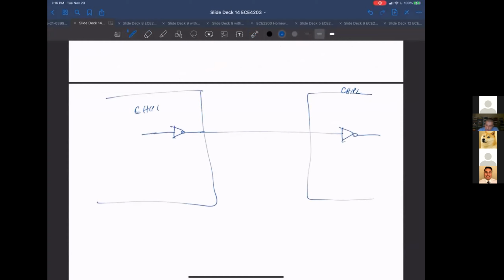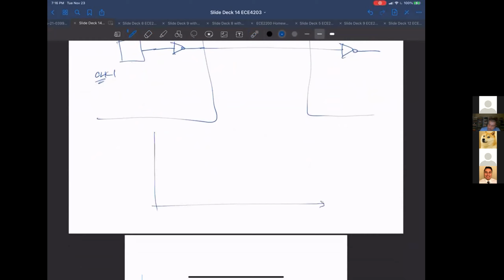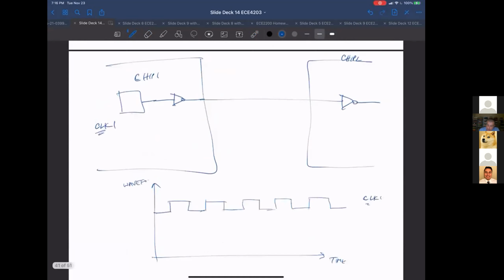So you've got to remember all this stuff is happening in chip one. There is some clock in chip one, so let's call it clock one. If I put in time, let's say this is the waveform. So clock one is doing its thing. Now you're sending, so this is data.